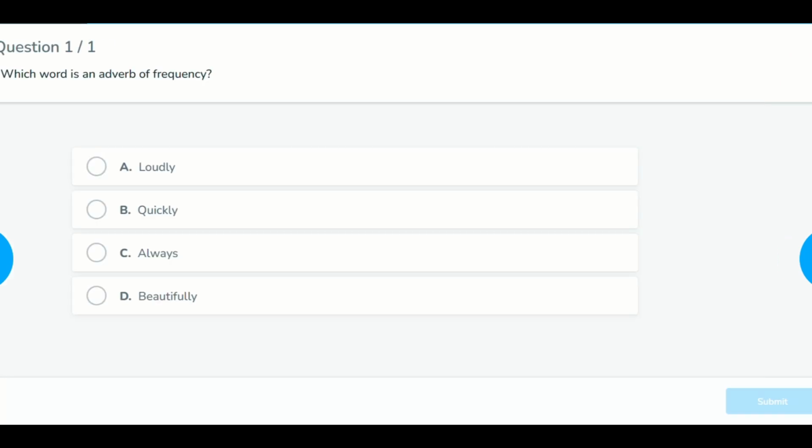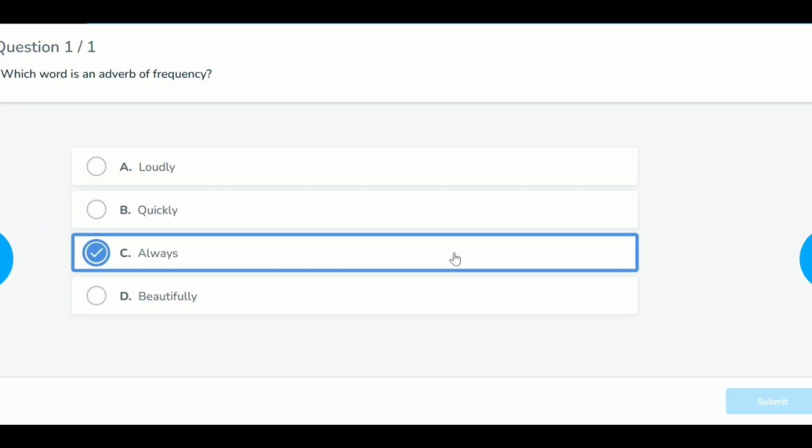So let's look at this quick. Which word is an adverb of frequency? Always is an adverb of frequency. All of these words are adverbs, but loudly, quickly, and beautifully describe verbs. They are not talking about how often we do something. This is the only thing that's talking about time, how often we do something. Like, I always brush my teeth in the morning.